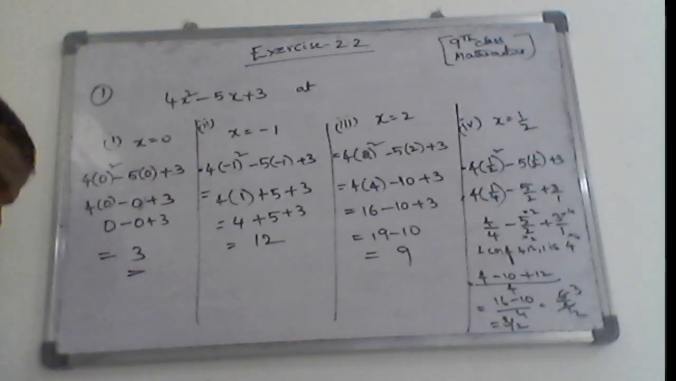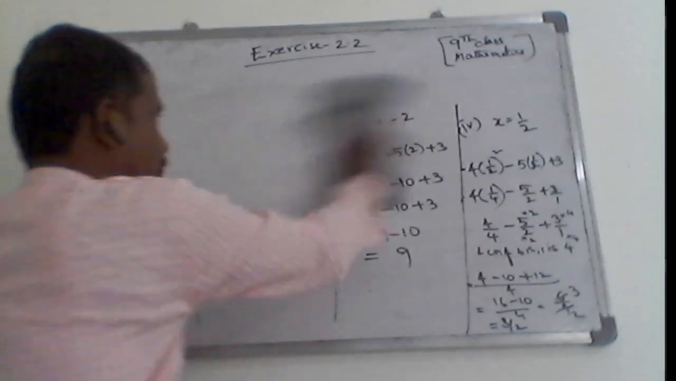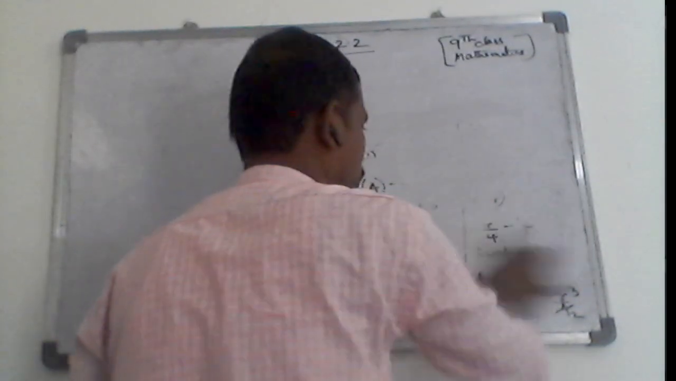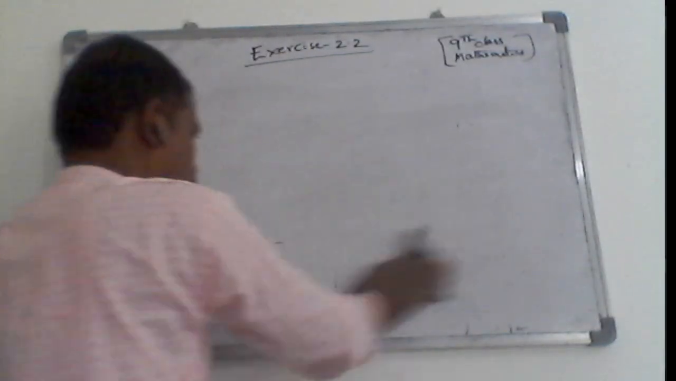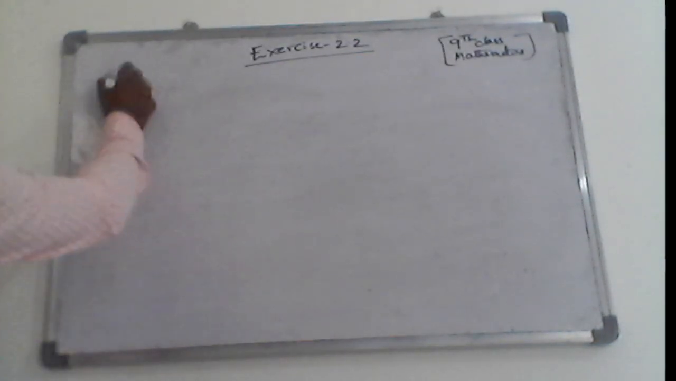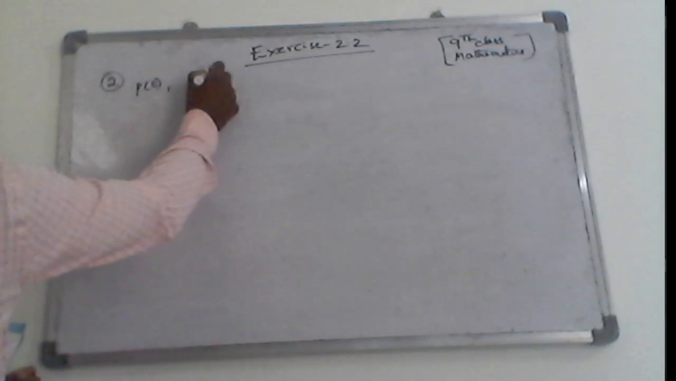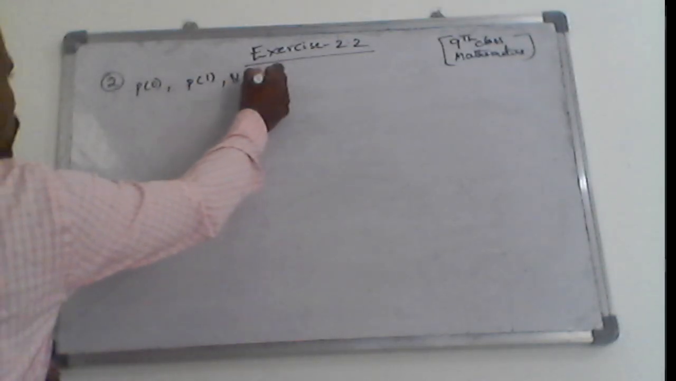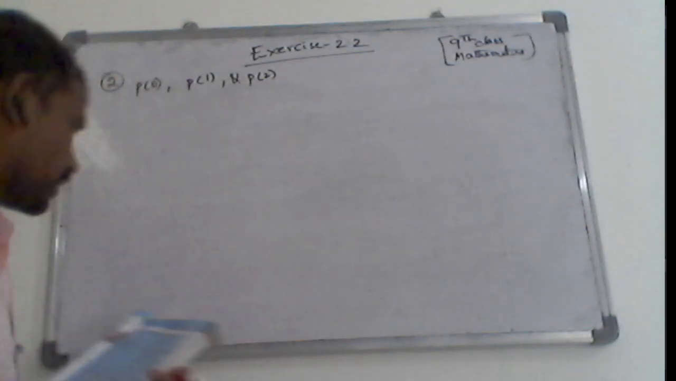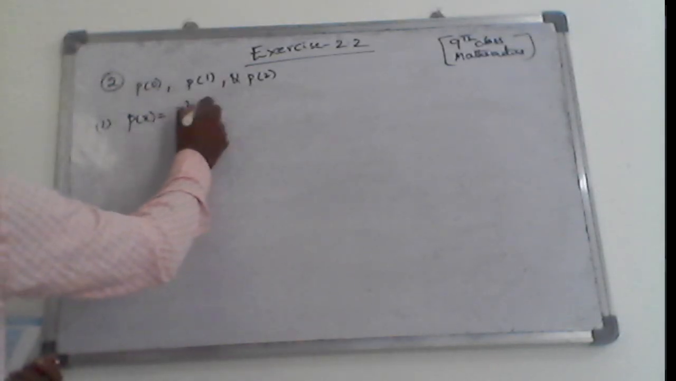Next one, question number 2. So first question, find P of 0, P of 1 and P of 2 for each of the following polynomials. First one, P of x equal to x square minus x plus 1.